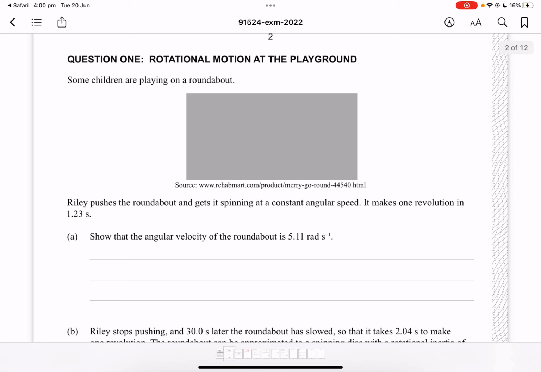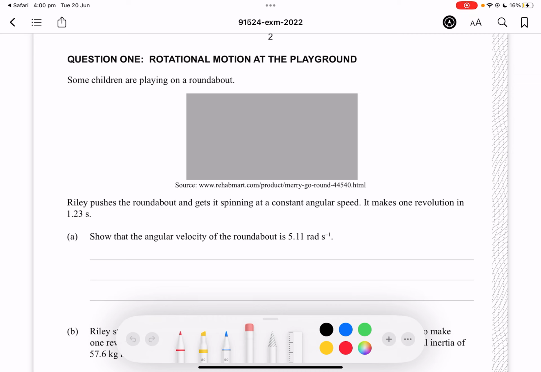Some children are playing on a roundabout and Riley pushes the roundabout and gets it spinning at a constant angular speed and makes one revolution in 1.23 seconds. We want to show that the angular velocity of the roundabout is 5.11 radians per second.